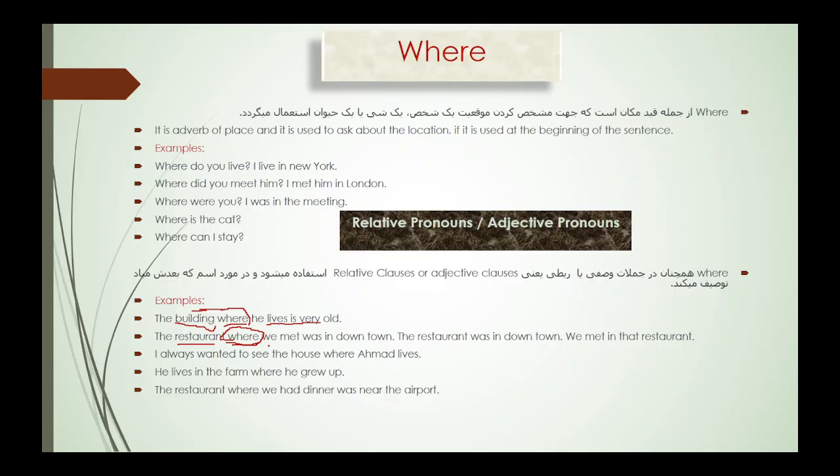Actually this sentence is combined or made of two different or two separate sentences, right?